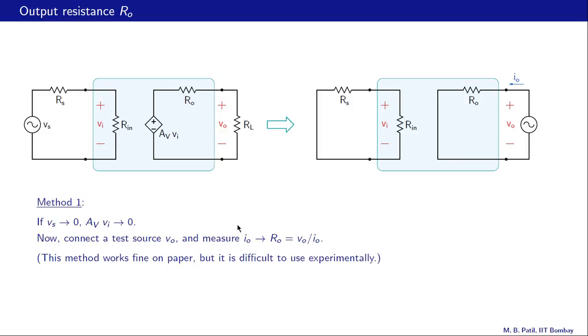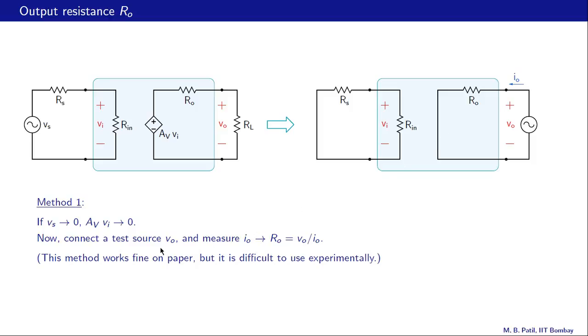What about the output resistance, RO? There are two ways of getting the output resistance. One, let Vs be 0, that means we short circuit the input voltage source. When we do that, this Vi would become 0, and therefore AV times Vi would also become 0, and this voltage controlled voltage source then gets replaced with a short circuit.